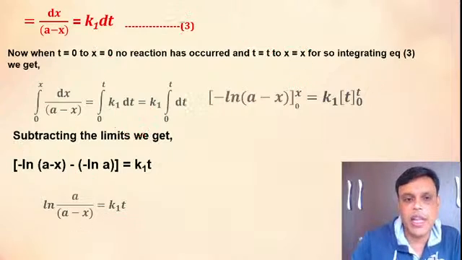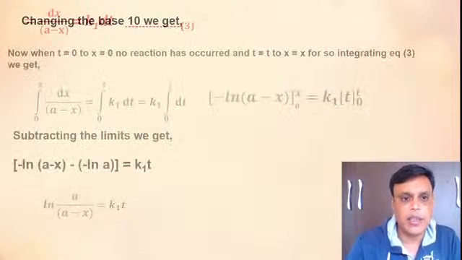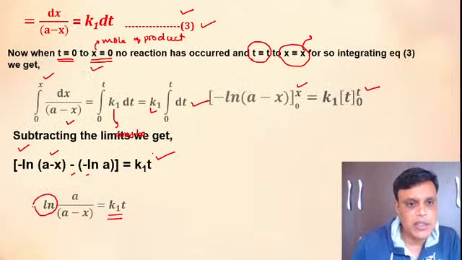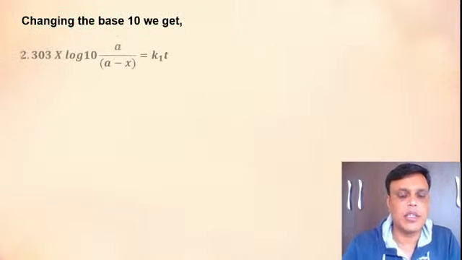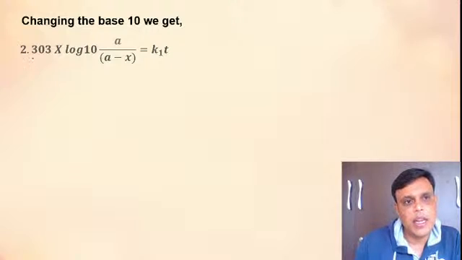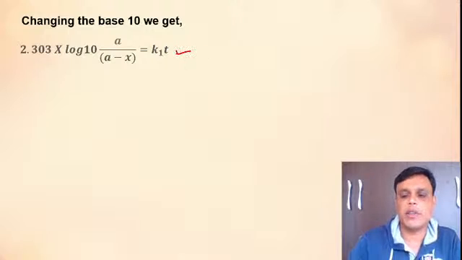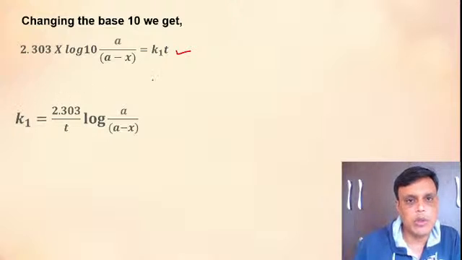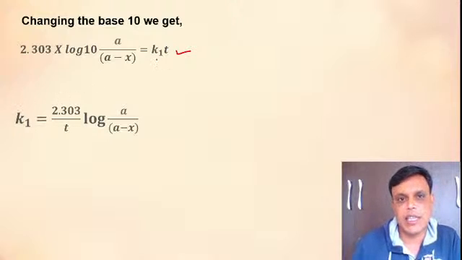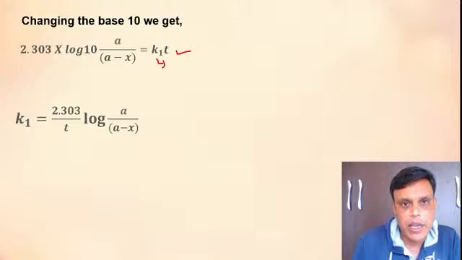We will get this equation, and changing the base to 10, ये जो equation है ना ये ln, we will change the base for this ln to base 10. We will get this equation, that is 2.303 into log10 a by a minus x is equal to kt. After changing the base to 10 we will get this equation. Then we will rearrange this equation in terms of rate constant, that is k1. So k1 is equal to, ये t क्या है यहाँ पे, डिवाइड इधर जाके क्या हो जाएगा, मल्टीप्लाई हो जाएगा. So k1 is equal to 2.303 divided by t log a by a minus x.